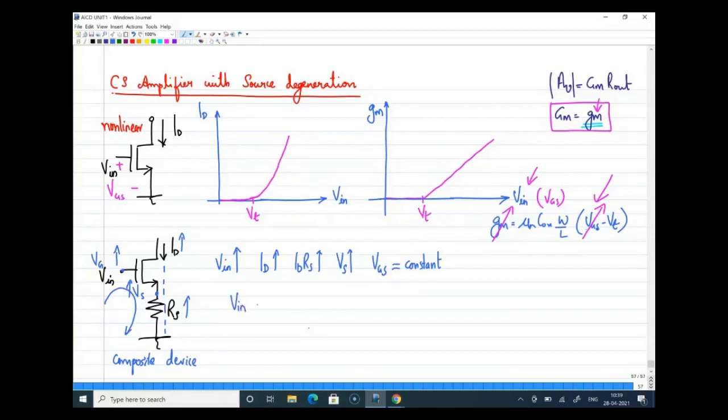Vin minus, so this is nothing but, I'm just using a different color. This is the VGS voltage. So Vin is from here, from ground, minus plus. This is Vin minus VGS minus ID into RS is equal to 0. That is a loop equation on the input side of the device. I'll repeat again. What I'm telling here is I'm just adding a resistance RS.